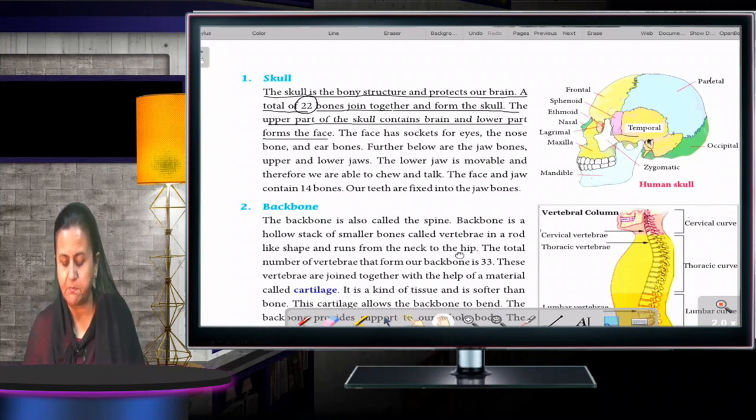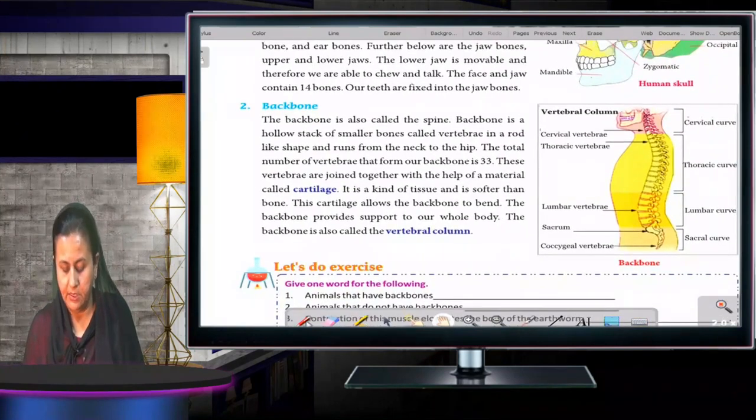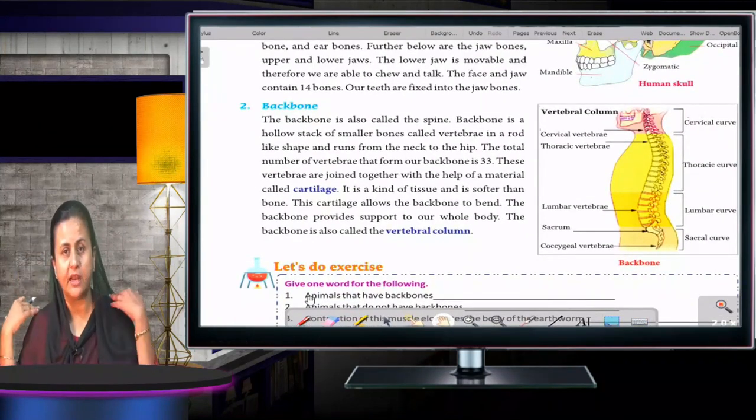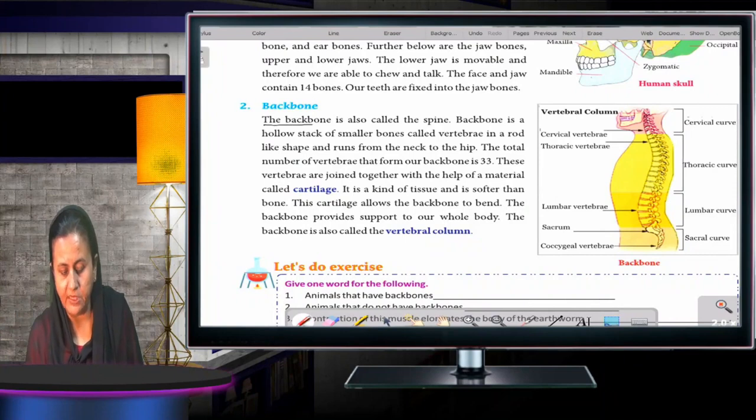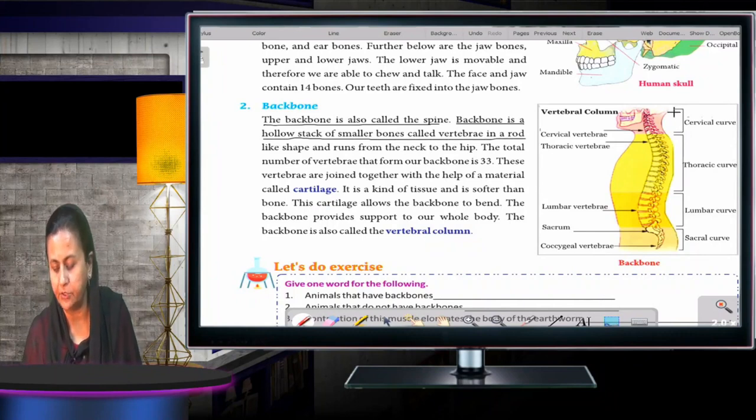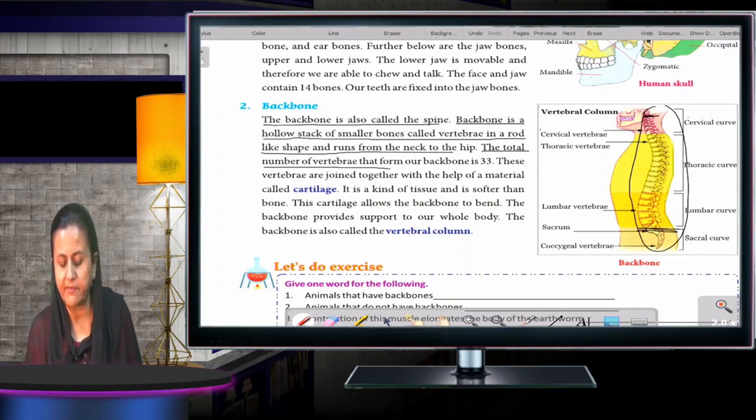Now the next one is backbone. After the skull, the backbone starts, from the back, okay, and it is known as backbone. Now, the backbone is also called the spine. Backbone is a hollow stack of smaller bones called vertebrae in a rod shape. Here you can see, this is the backbone, and it runs from neck to the hip. The total number of vertebrae that form a backbone is 33.